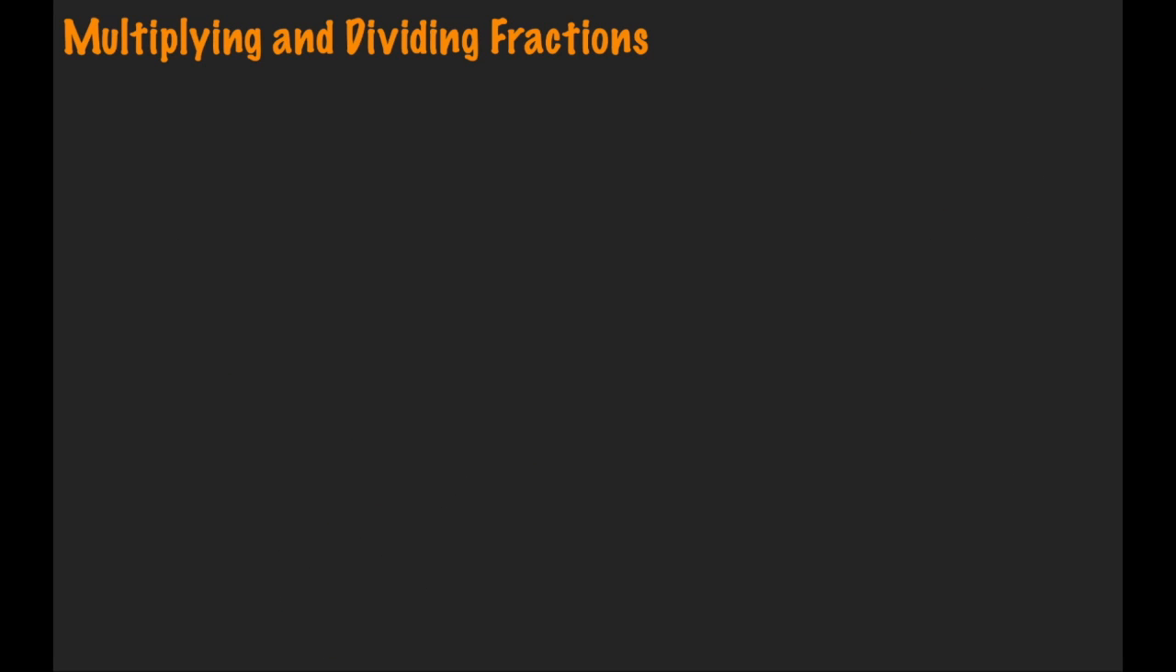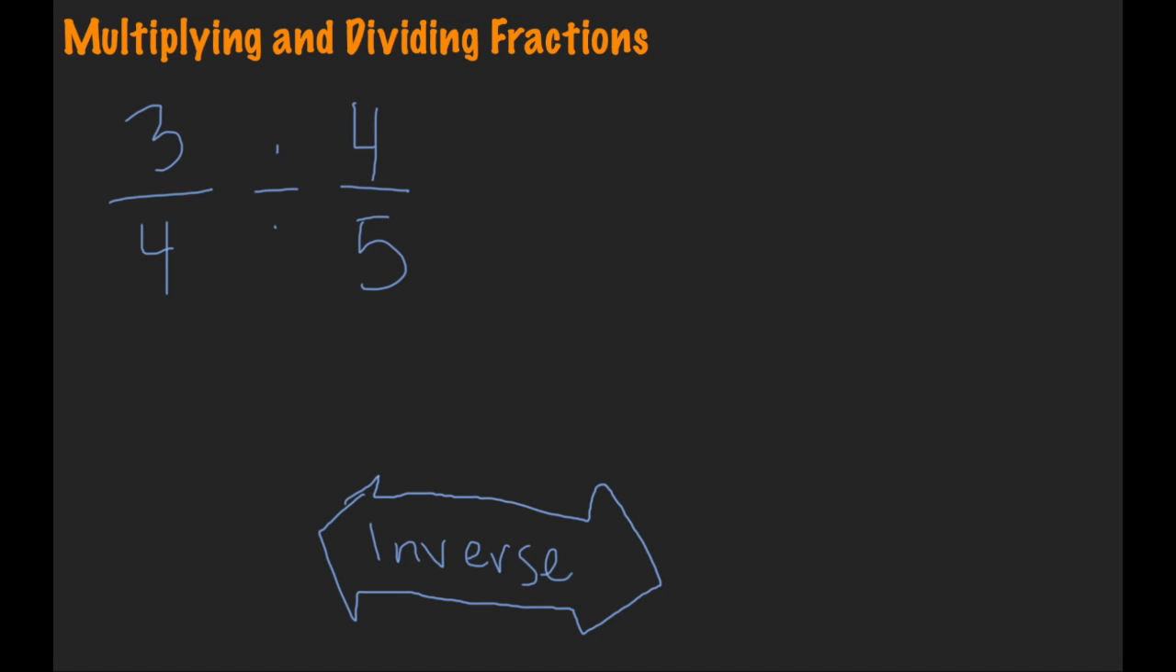For our final example, let's try this one. 3/4 divided by 4/5. We have to find the inverse of the dividing fraction, in this case 4/5. So what would be the inverse? It would be 5/4.